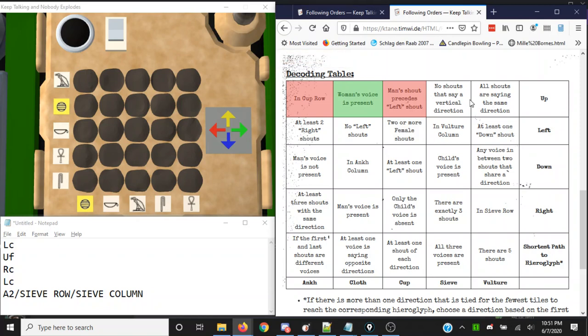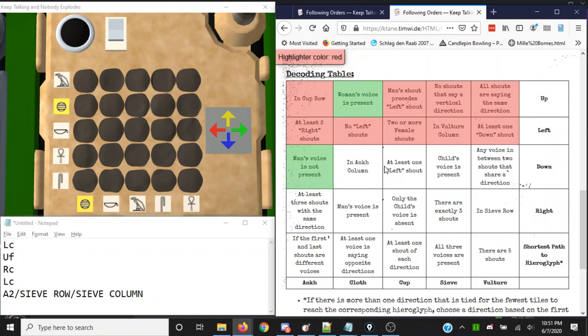No shout saying a vertical direction? That's false. Oh yeah, there's an up shout. All shouts saying the same direction? That's false. At least two right shouts? False, there's only one. No left shouts? No, yeah, there were. Two or more female shouts? Nope, just the one. Vulture column? False. At least one down shout? Not at all. And those four. Man's voice not present? Indeed not.